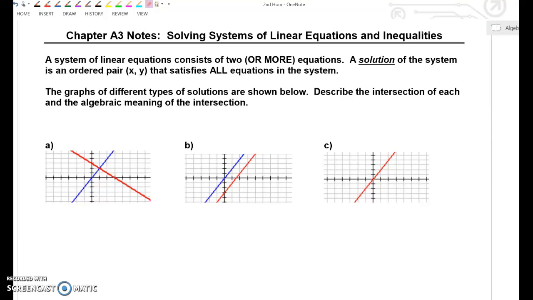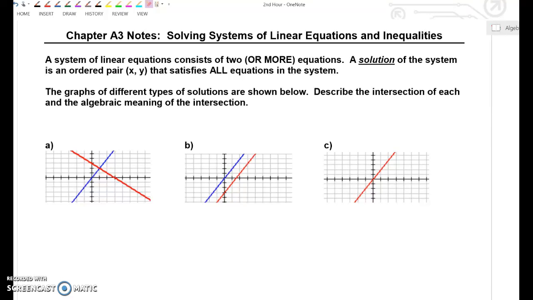A system of linear equations is two or more equations that you graph on the same coordinate plane or that you solve simultaneously. The solutions are the ordered pairs, the x and y combinations that work for all of the equations in the system. So if an ordered pair is a solution, you can plug the x and y value into all of the equations and it will make a true statement for all of those equations.